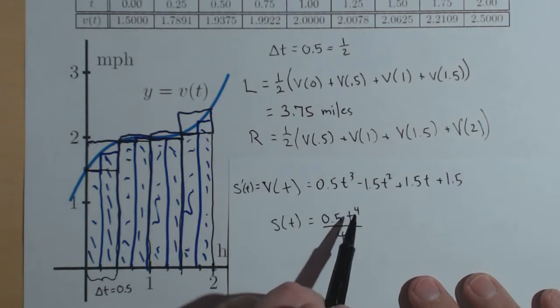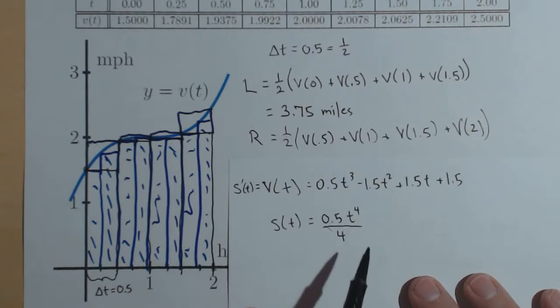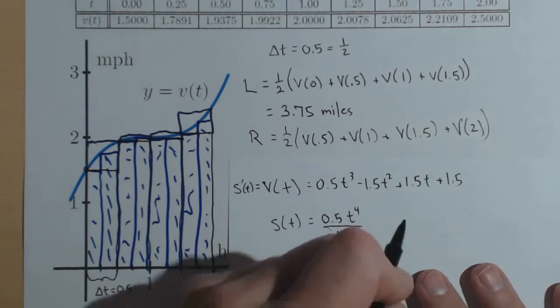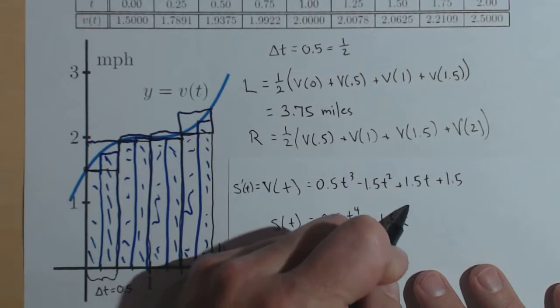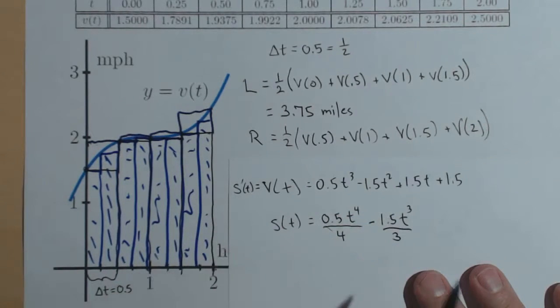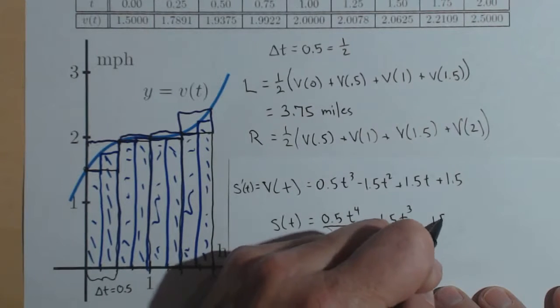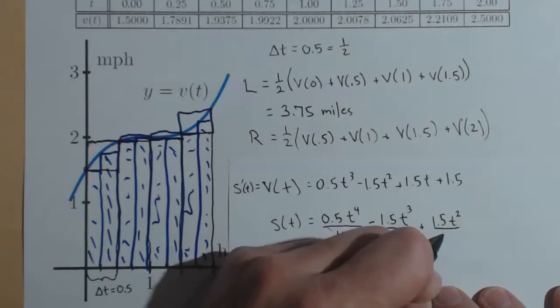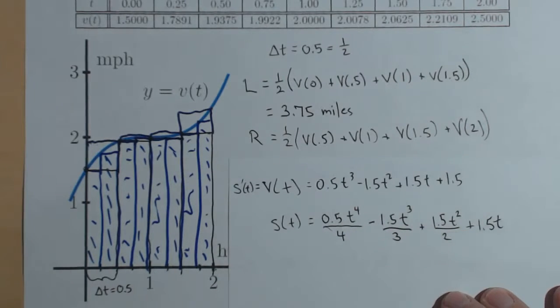How do we know this works? Well, let's check it. So use the power rule on this. Drop the 4, which cancels those 4's out. Decrease the power by 1, we get our 0.5 t cubed. So now we can go down the line with this pattern. 1.5 t cubed over 3 plus 1.5 t squared over 2 plus 1.5 t.